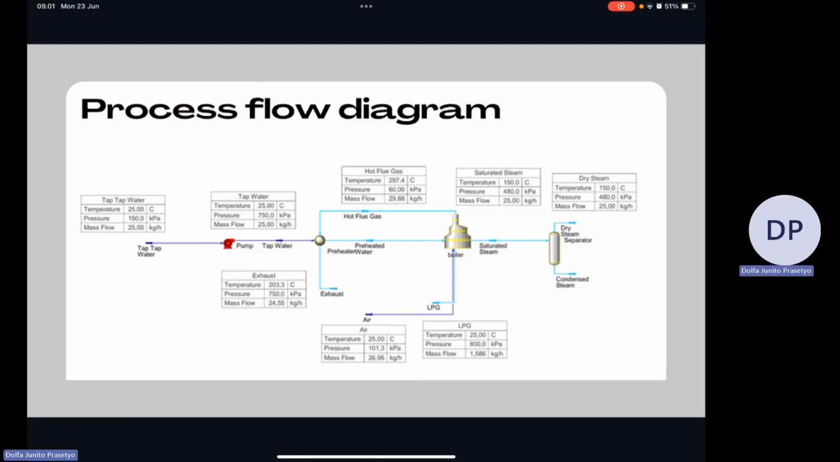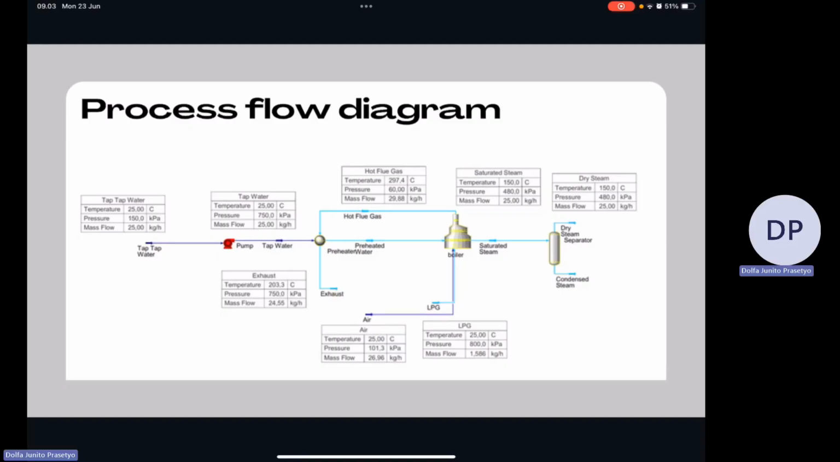After being pressurized, the tap water will go through the preheater and be heated by absorbing heat from the hot flue gas from the boiler. The tap water goes through the coil tube configuration, and the hot flue gas from the boiler flows outside the coil, which has the water flowing inside. The heat from the hot flue gas is absorbed by the tap water, raising its temperature.